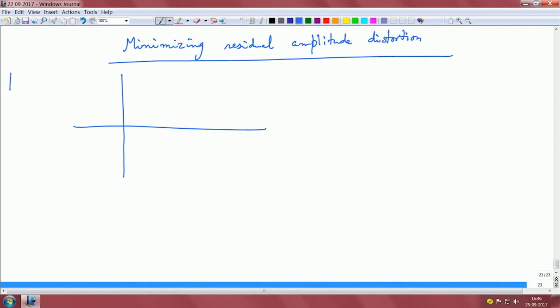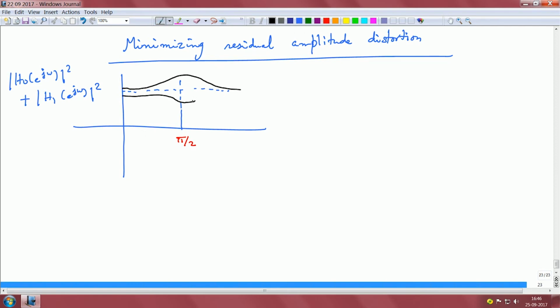So, let us see in a little bit of careful detail what this is about. If you think about how the magnitude square of H naught of e^{j omega} plus H1 of e^{j omega} square looks, ideally you might want it to be at 1, but at the quadrature frequency, which is at pi by 2, you can have a blip up or you can have a blip down.